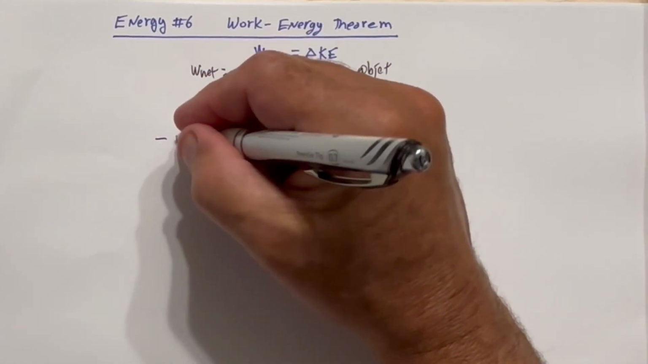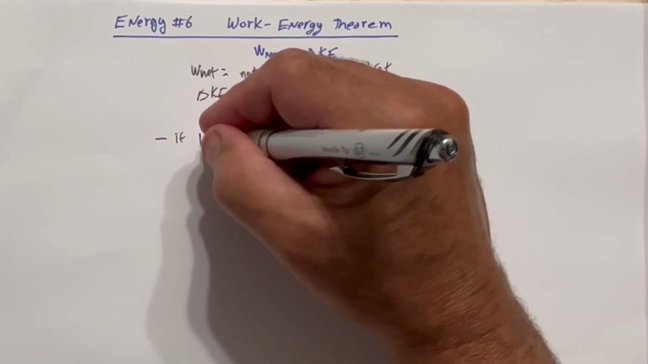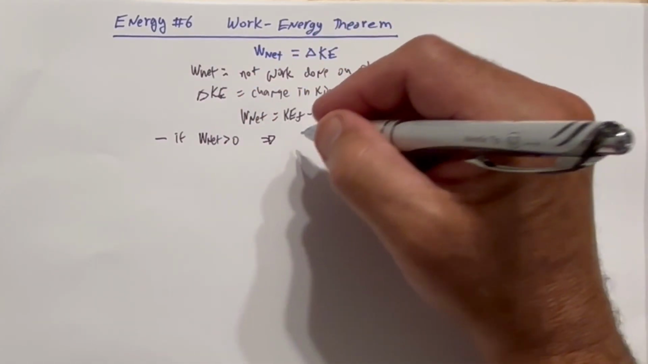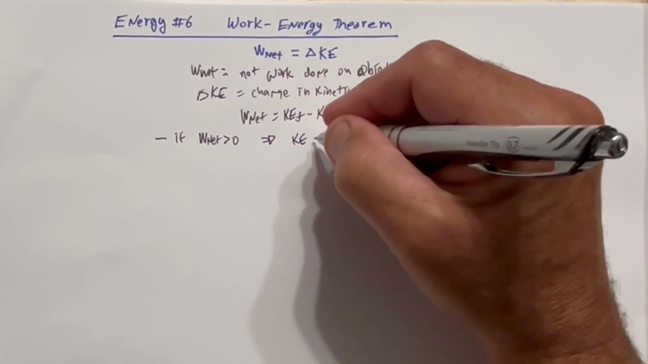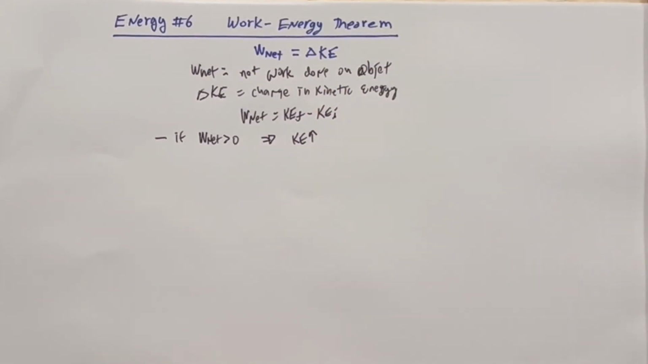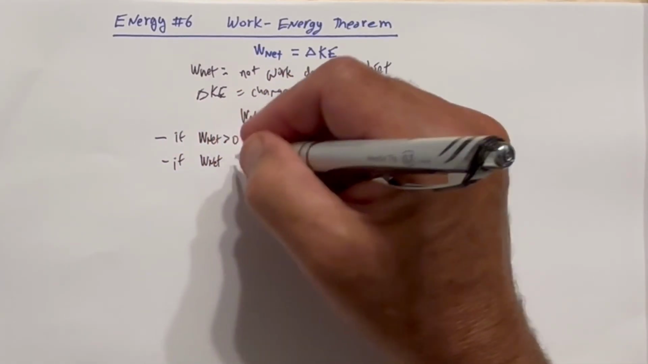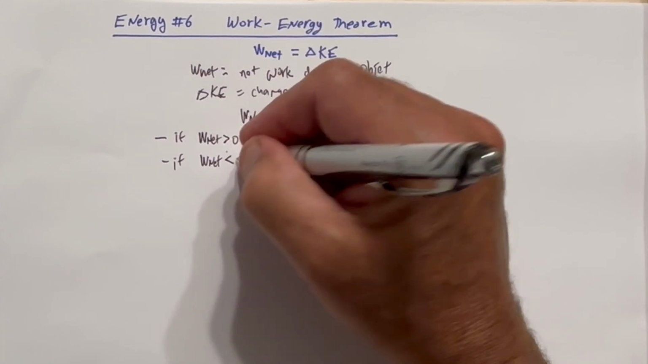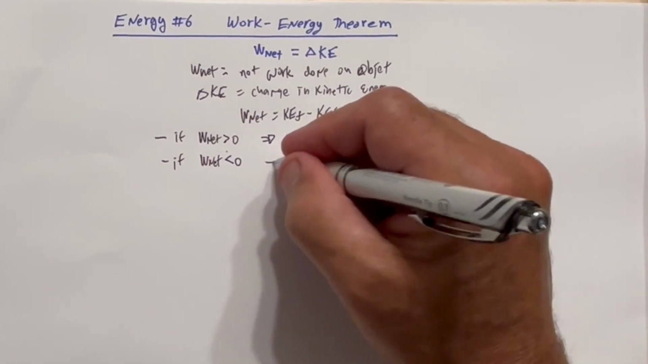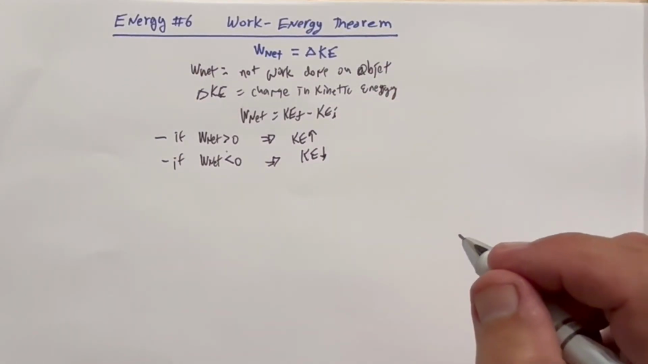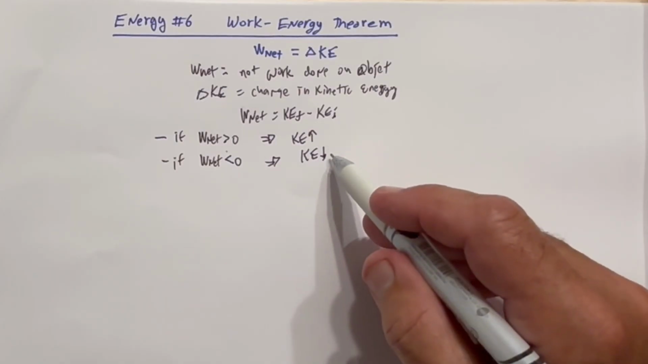So what we find out is if this work net is greater than 0, that's going to tell us that the kinetic energy is going to increase. So we're putting net work into the system, so the kinetic energy is going to increase. Now, if the net work is less than 0, meaning we've got negative work, that's going to imply that the kinetic energy is going to be decreasing. That would be like a frictional force causing a drag on the object.